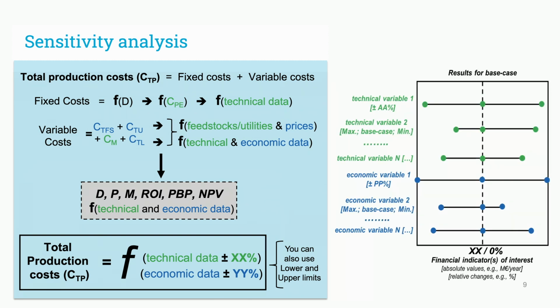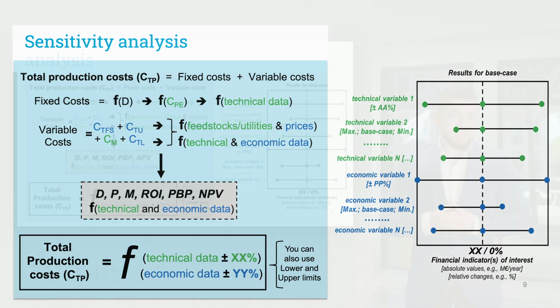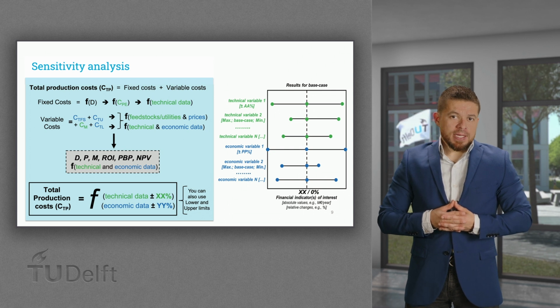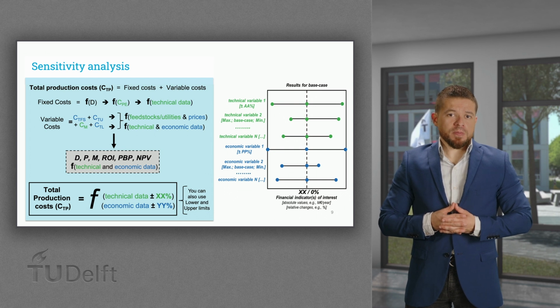Finally, this analysis can show us the sensitivity of the indicators of interest, which could be technical or financial, with respect to the process variables and economic parameters. And these results could be visualized in absolute or relative values.